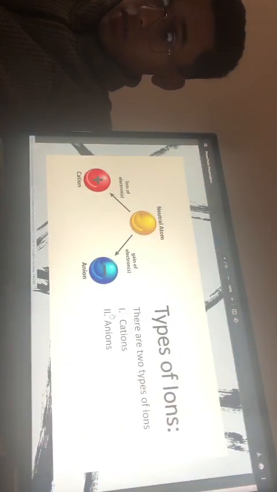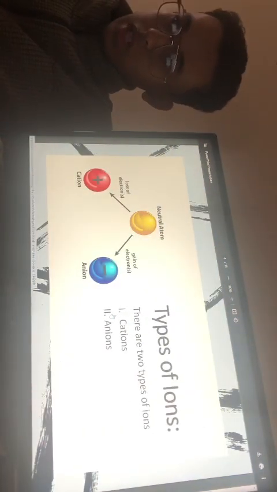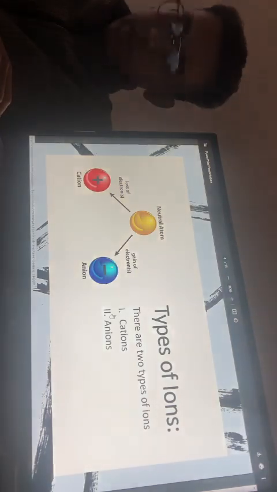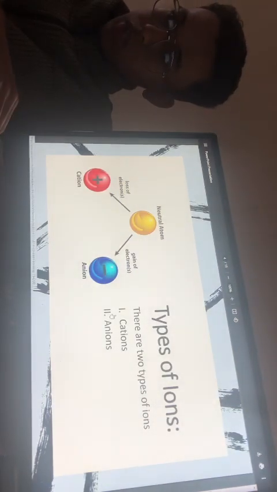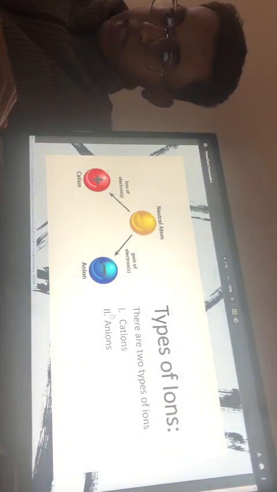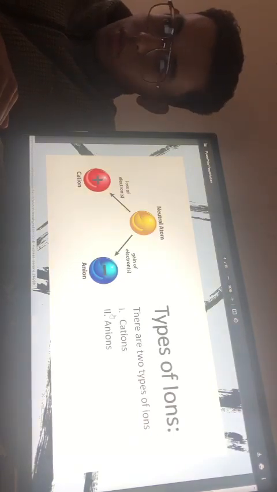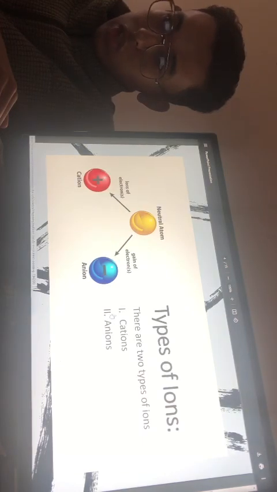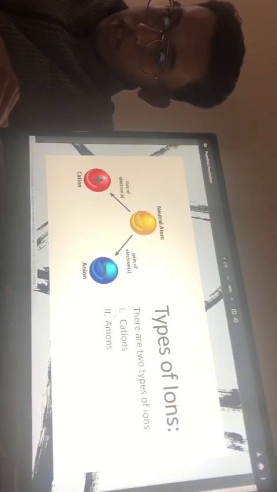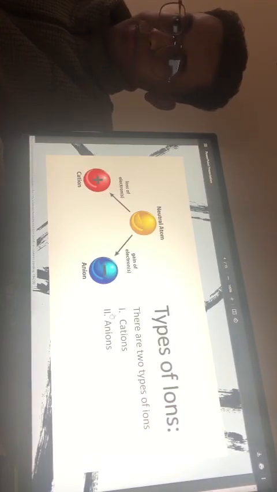So here are the types of ions that we'll dive into. These are the main types of ions. Cations are positively charged ions formed when atoms lose an electron, such as sodium becoming Na+. Anions, on the other hand, are negatively charged ions, formed when the atom gains electrons, like chlorine becoming Cl-. These oppositely charged ions are the building blocks of ionic bonds.